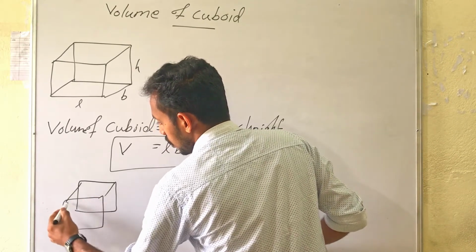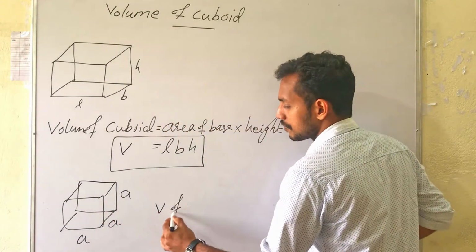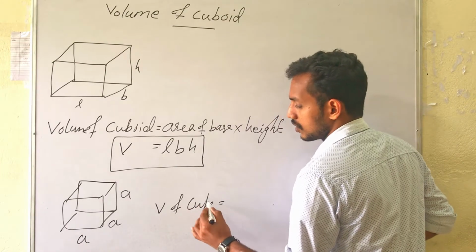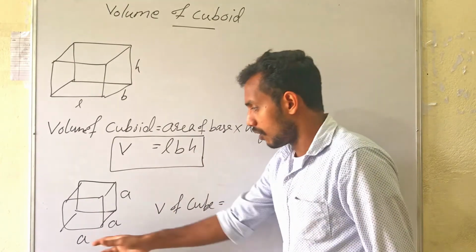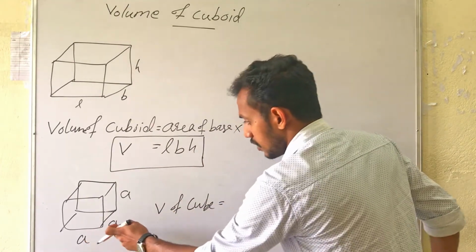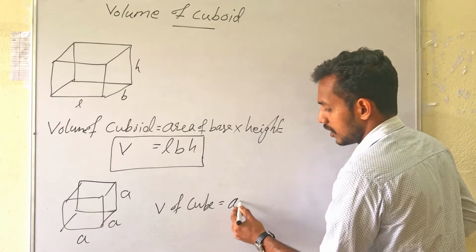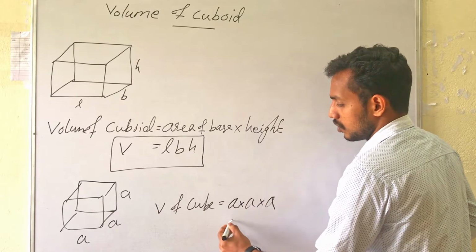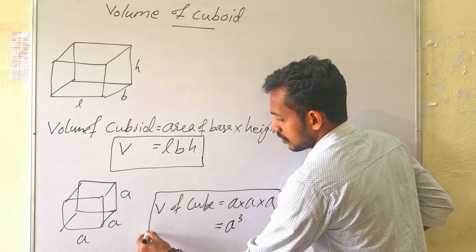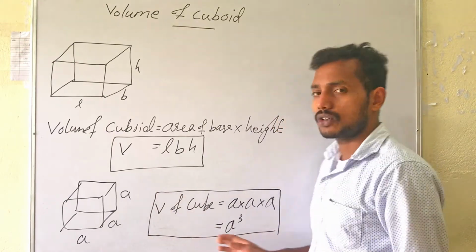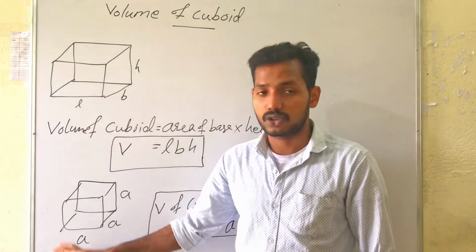And what is the volume of cube? Similar way, what is the volume of cube? A volume of cube is equal to same way length into breadth into height. But in case of cube, all sides are equal. That means A, length is also A, breadth is also A and height is also A. So we can multiply A into A into A, which is equal to A cube. So this is the formula to calculate the volume of cube. So these are the two formulae to calculate the volume of cuboid as well as cube.